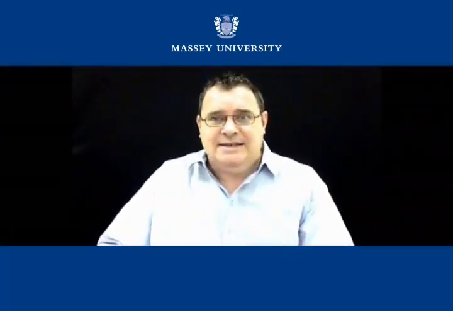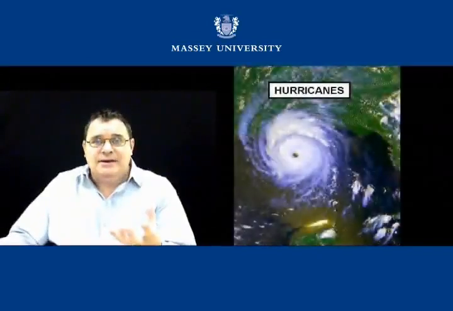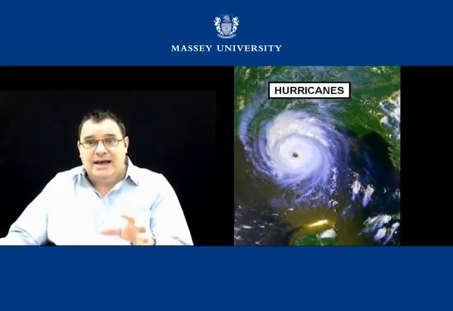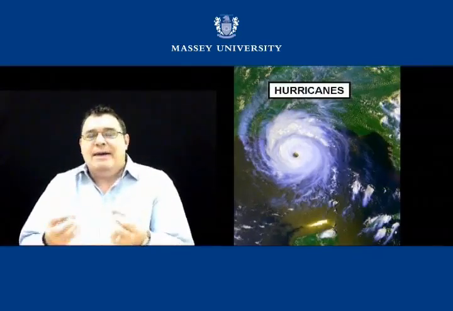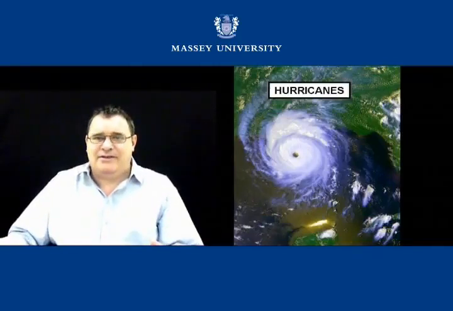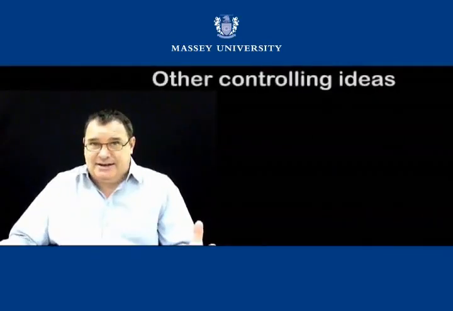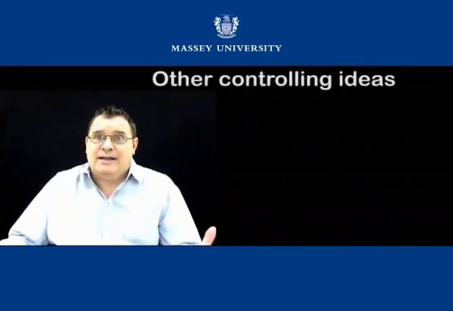Okay, now that we have the topic sentence, what is the topic? The topic is hurricanes. So the subject of this paragraph is hurricanes. And the controlling idea makes a specific comment about hurricanes. The comment here is that they exert tremendous power. Now, there could be other controlling ideas about the topic hurricanes.